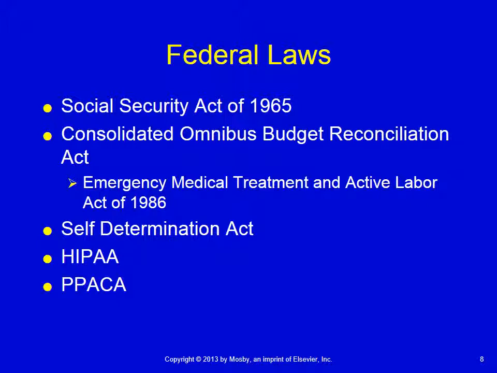So these are examples of federal laws. Social Security Act of 1965 is Medicare and Medicaid. The Consolidated Omnibus Budget Reconciliation Act has within it the emergency medical treatment of active labor, and you can read the model case study at the end of the chapter in Giddens. There's the Patient Self-Determination Act of 1991, which affords patients the right to determine their own self-care, and that's why we have come about with advanced directives.